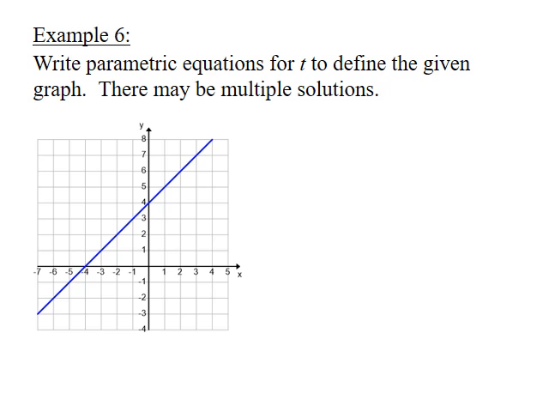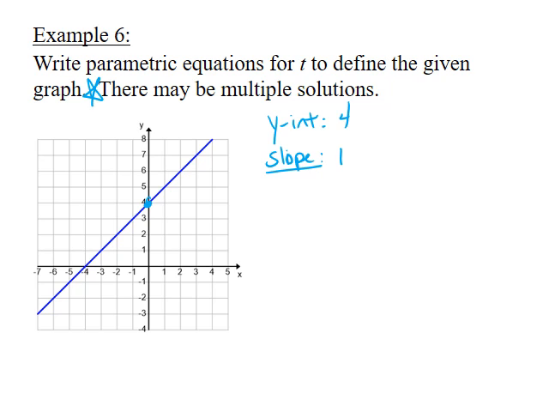Okay, so here we want to write parametric equations for t to define this given graph. So looking at this, we know we have a graph of a line. And I want to remind you that there are going to be many possible answers for this. Okay, so given this line, I can tell that my y-intercept is 4, and I also know my slope is 1.